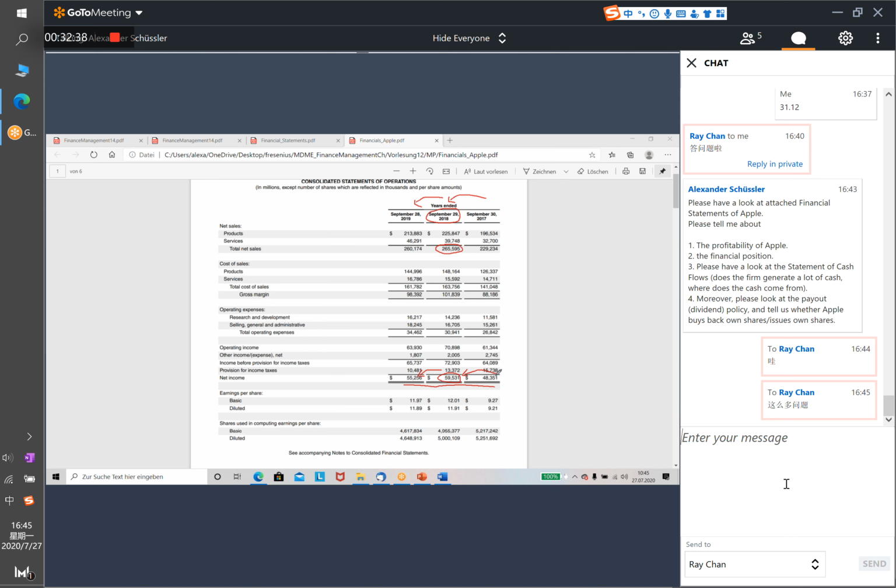You can also do that for 2017. But generally, over time, you see that Apple is quite profitable, so they make a high profit. You are right, Ray Chan, it went up here and then it went down a little bit, but it's only slightly down. So generally, it's a very profitable company.